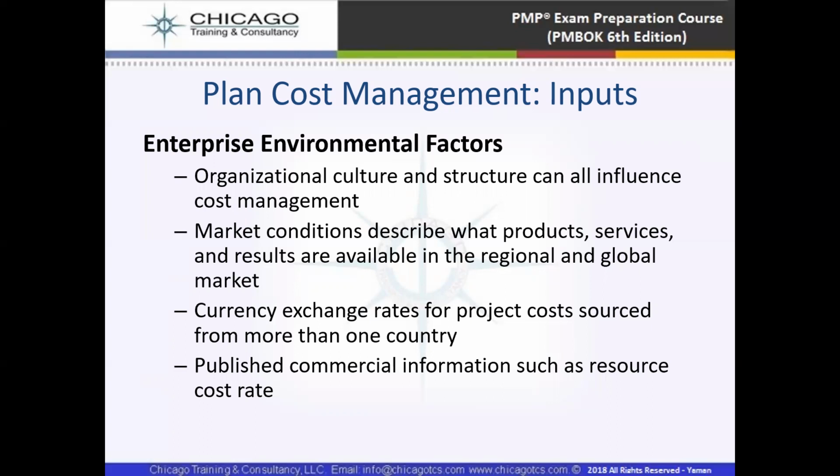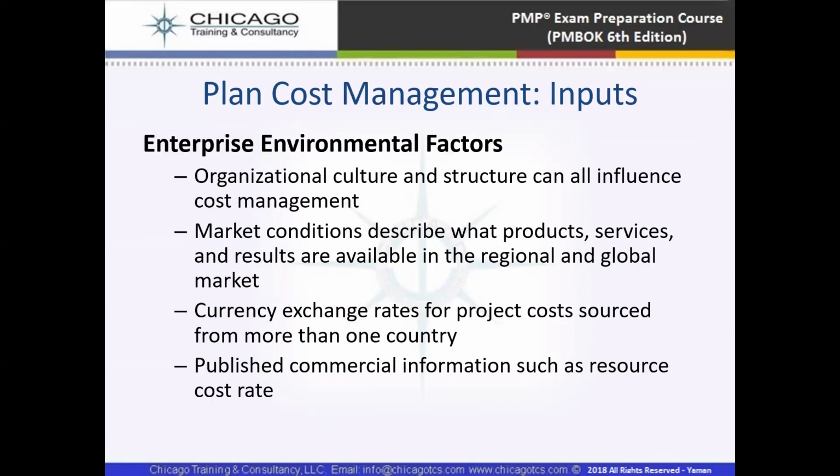It means we should have the current exchange rates for the cost that is coming from, like, if we are buying some materials from another country, and published commercial information such as resource cost rates. So we should have published commercial information for the cost rates.